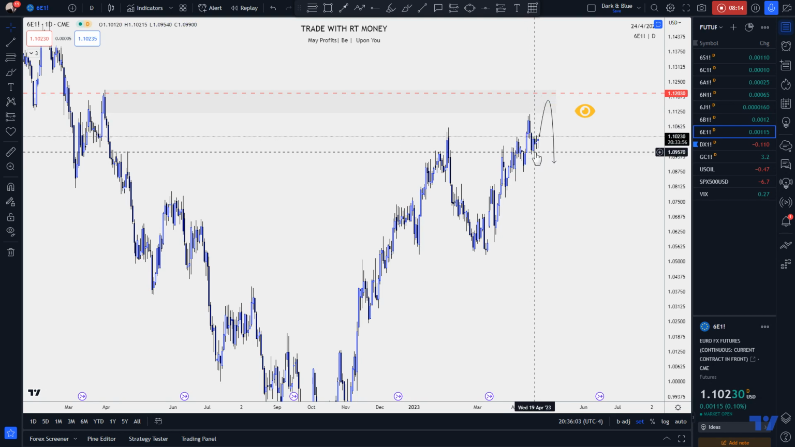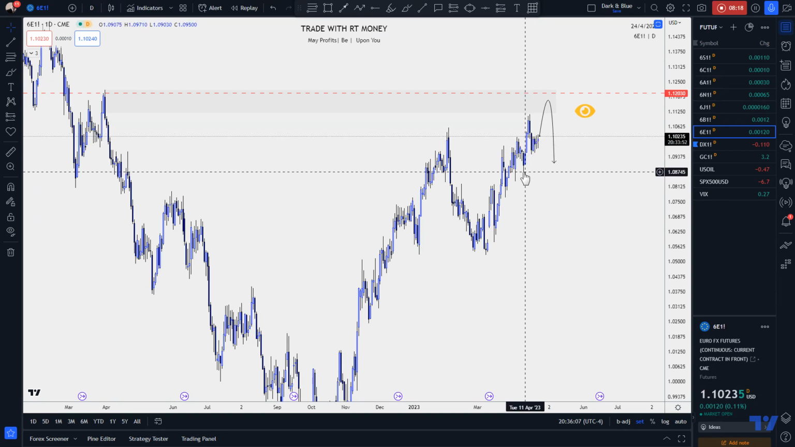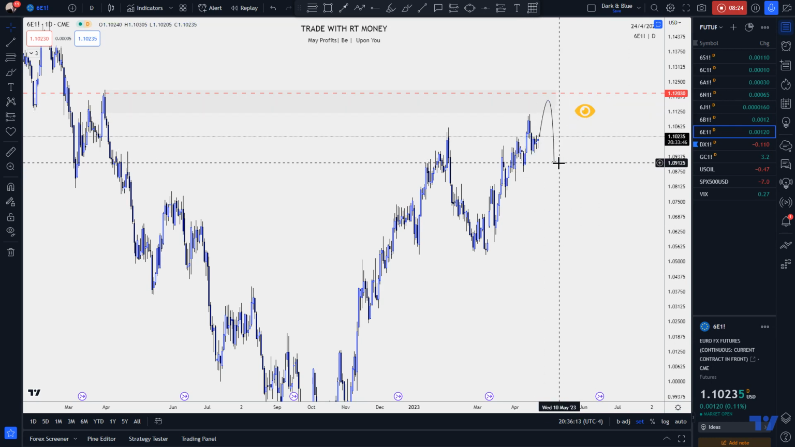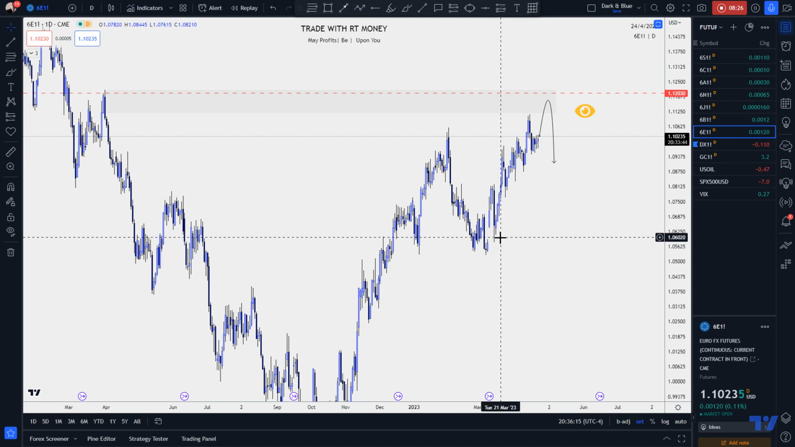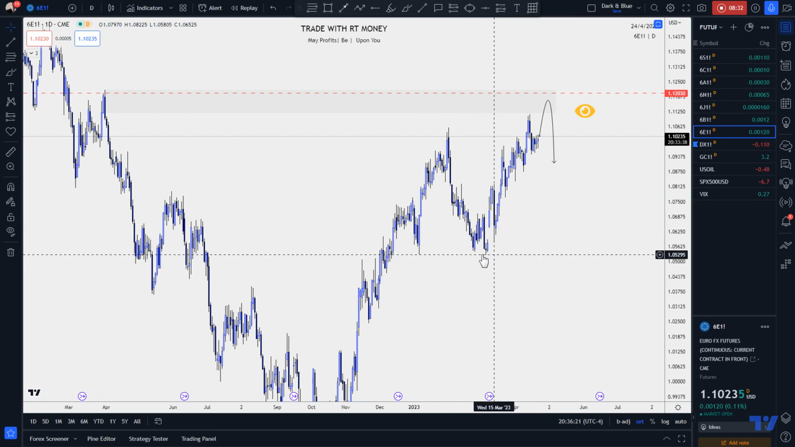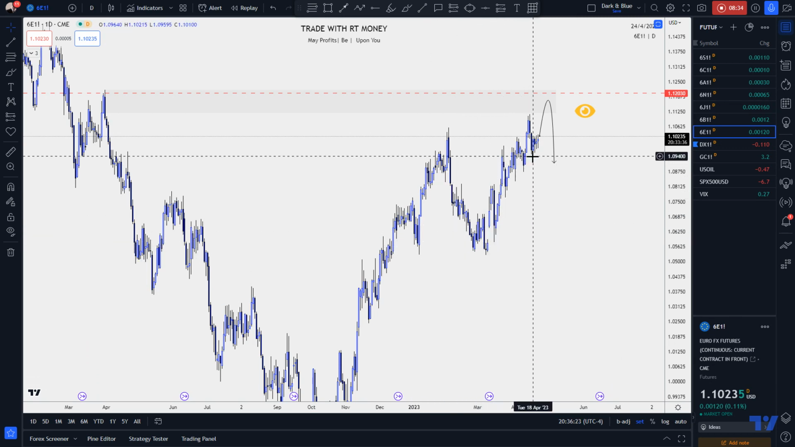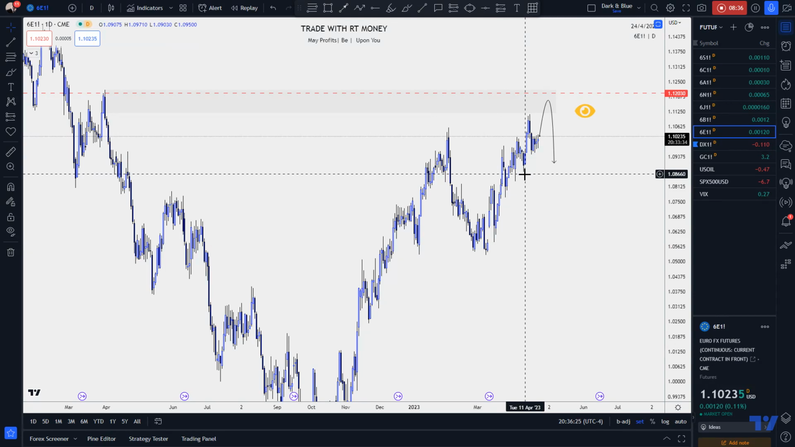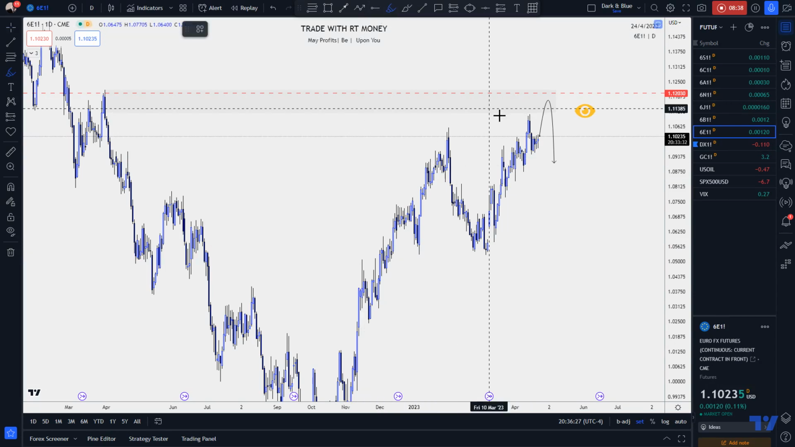If price closes below this, what is this, 1.0874, if price closes below there, this low is next. That's my opinion. I believe that we're going to take these lows out, but it has to close below this low first. So I'll put a little dot on that just to remind myself.